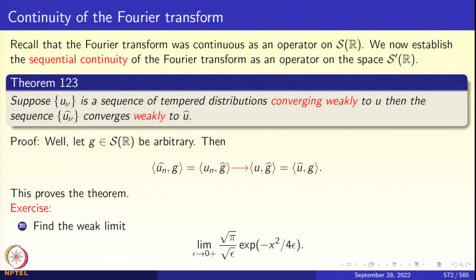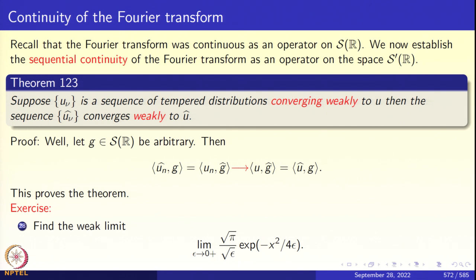The Fourier transform maps S prime R to S prime R. This Fourier transform as an operator will be sequentially continuous with respect to the weak convergence of distributions, or the weak star topology as it were. So, theorem 123 that you see displayed in the slide: suppose u_n is a sequence of tempered distributions converging weakly to u, then the corresponding sequence u_n hat converges weakly to u hat.